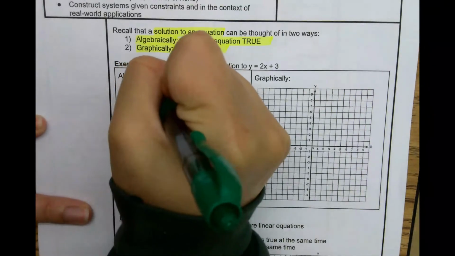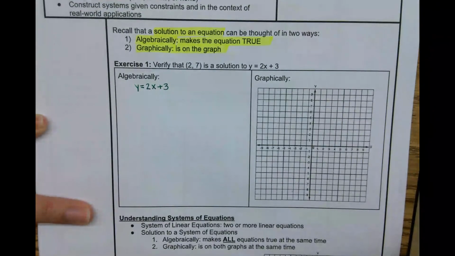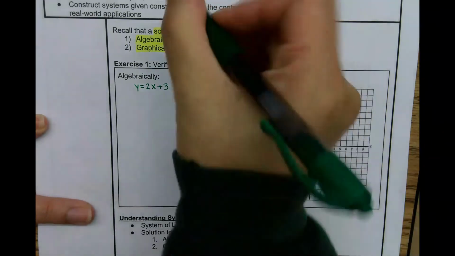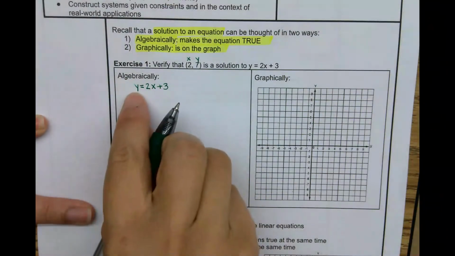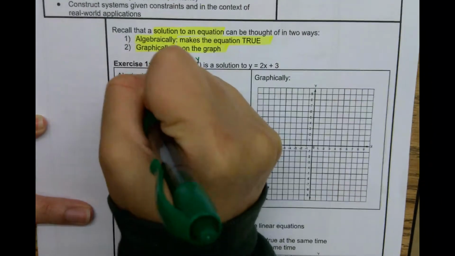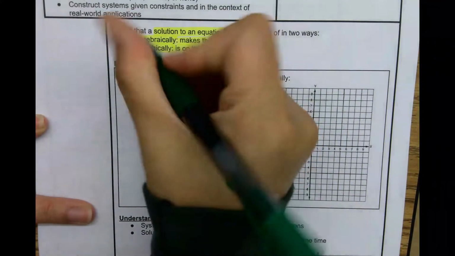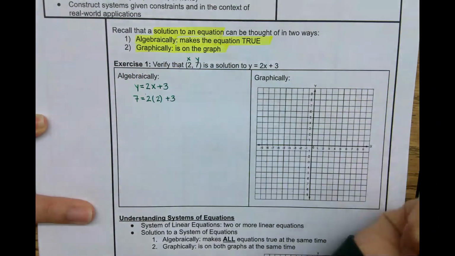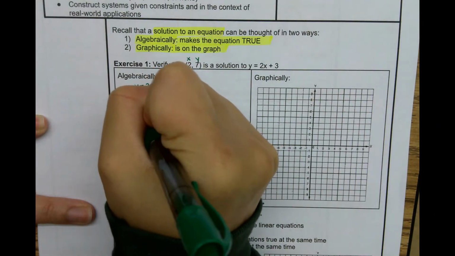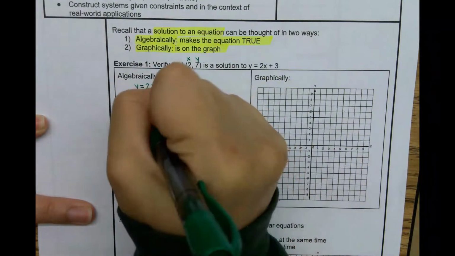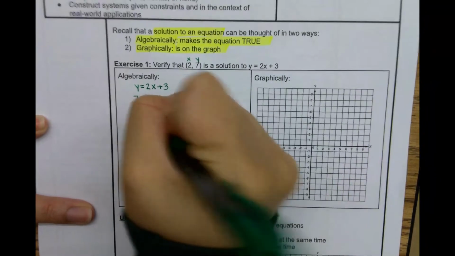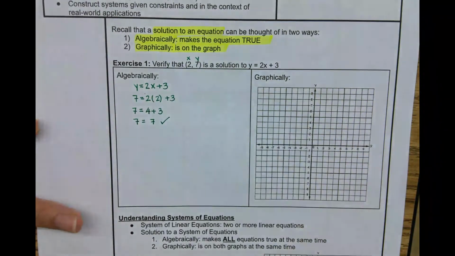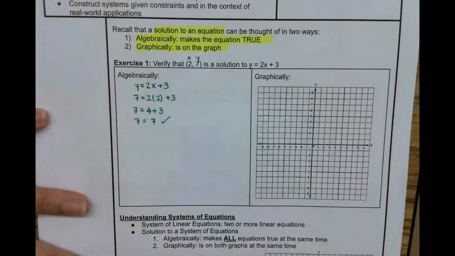Let's start with it algebraically. Our equation was y equals 2x plus 3. To verify that this is a solution, I'm going to plug (2, 7) into my x and y. So I'm going to substitute y for 7, and I'm going to substitute x for 2. Then, keeping the left side the same, I'm going to check. 2 times 2 here is 4. 4 plus 3 is 7. And then I check, does it equal each other? Yes, it does. So this verifies algebraically that (2, 7) is a solution.